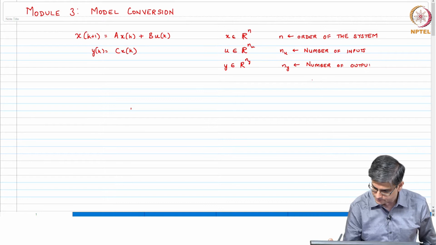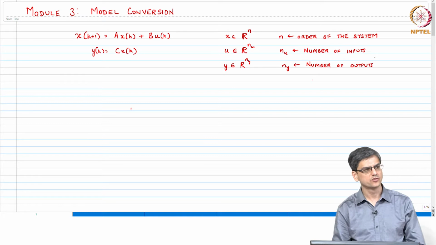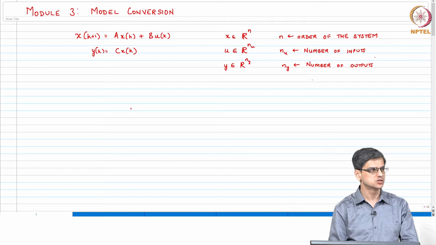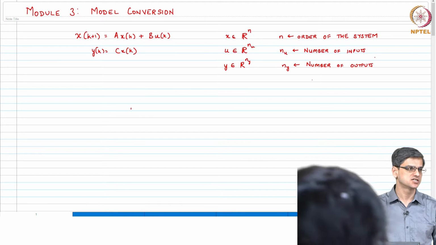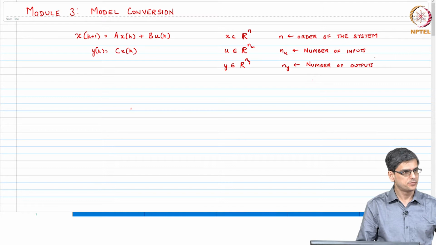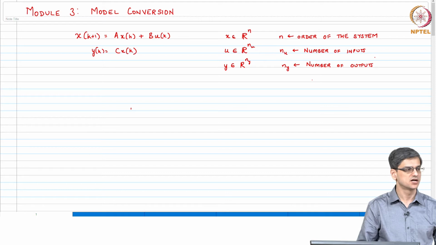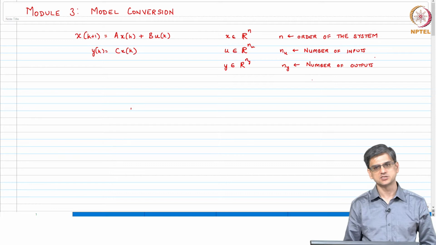This is how you have it. For example, in the blending problem, there were 3 inputs and 2 outputs. There might be n number of states. Those states are the internal states of the system, all the information that is required in order to predict the dynamics of that particular system. The number of inputs and outputs gets fixed by the problem definition.